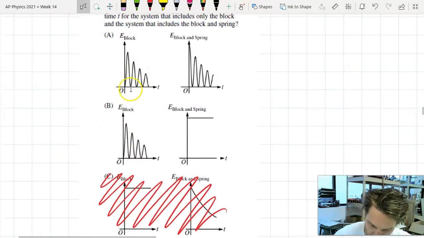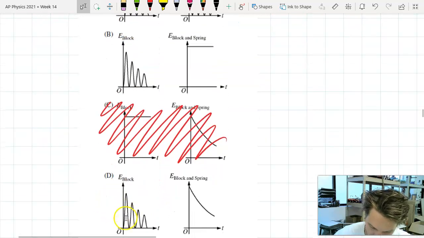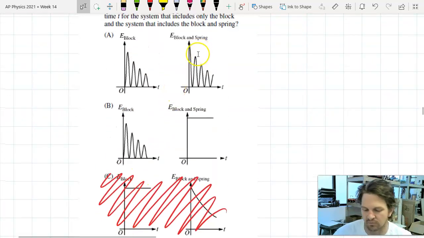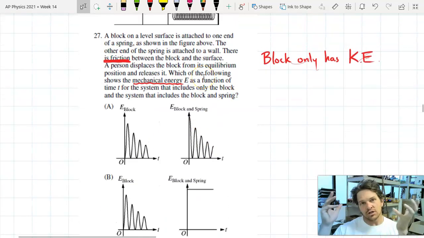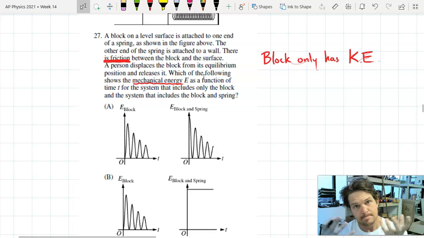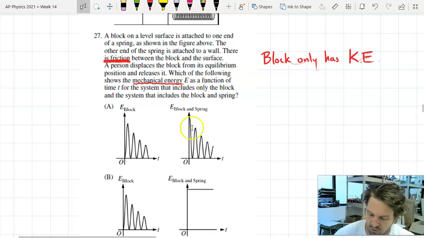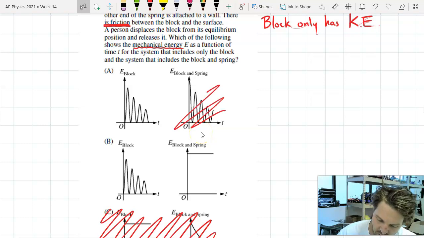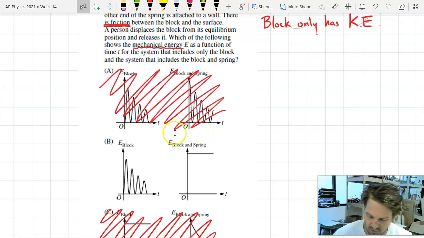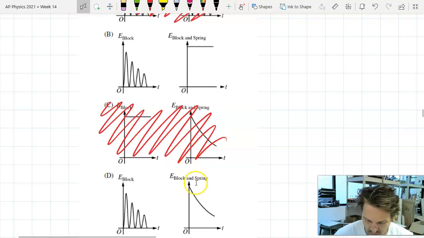Okay, the rest of these are all the same. So now we got to look at the block and the spring. Well, I know the energy of the system, right? The block and spring together, that energy needs to stay conserved. It needs to stay constant, right? All they're doing is passing the same energies back and forth. So the total energy of the system would not be going up and down. So it wouldn't be A. Could be B or D.